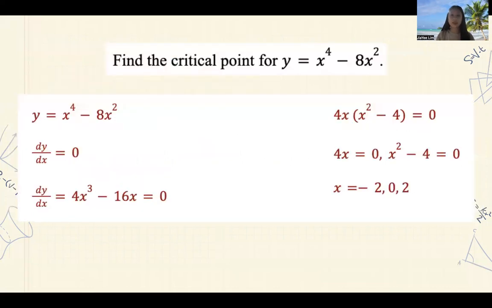So here's an example of how to find a critical point. First of all, we will be differentiating the equation. After that, we will be equating the differentiated equation to 0. And by that, we can find the x value. So for this question, the critical points are -2, 0, and 2.